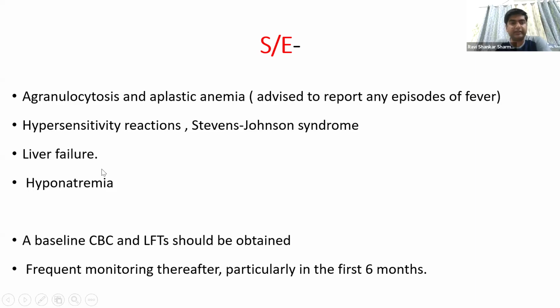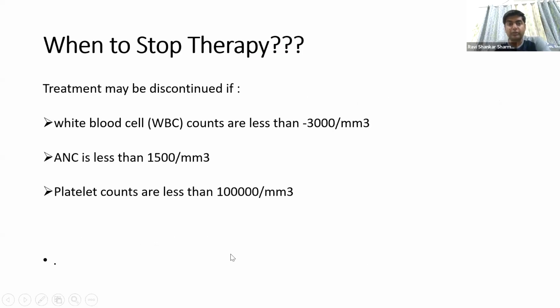Another adverse effect is hyponatremia, which is lesser with its congener, oxcarbazepine. I told you about the baseline CBC. An important question that is asked is when to stop therapy with carbamazepine. Whenever the WBC count is less than 3,000 cells, or the absolute neutrophil count is less than 1,500 cells, or the platelet count is less than 1 lakh, this is a complete contraindication for using this therapy.